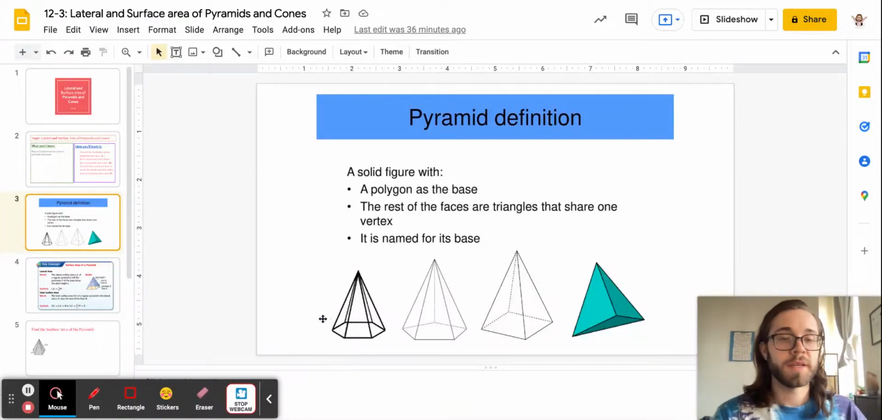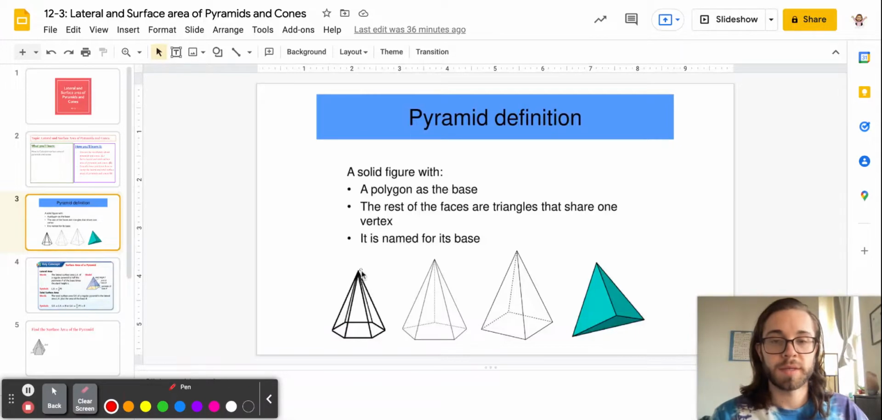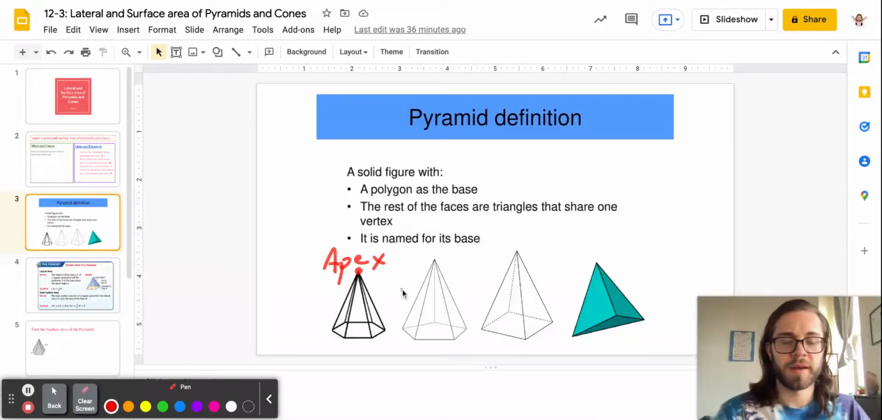So the rest of the faces, again, we're going to call them the lateral faces. They're going to share one vertex. We actually have a name for that. So this top point up here, we actually call it the apex. We don't really have to worry too much about it, but just know if you ever happen to see the word apex, that is the vertex where they all meet.